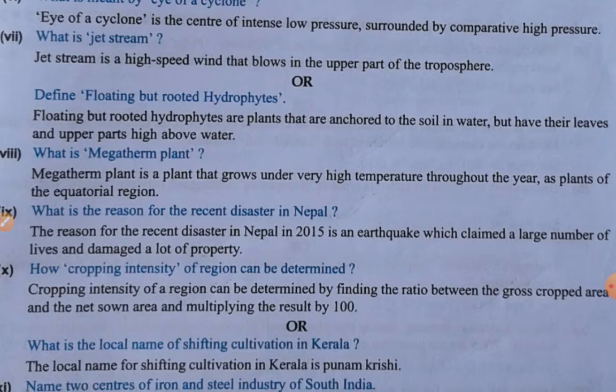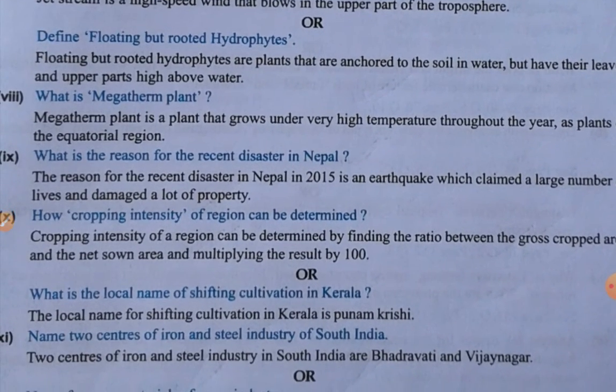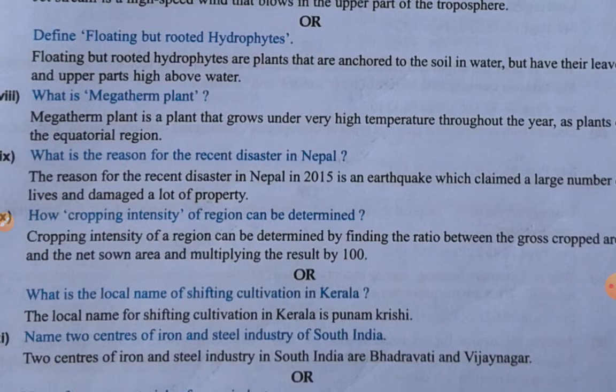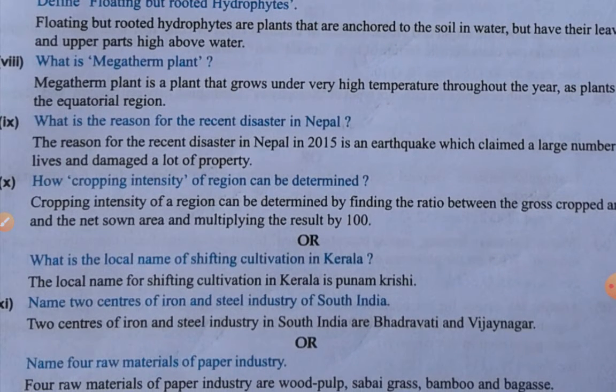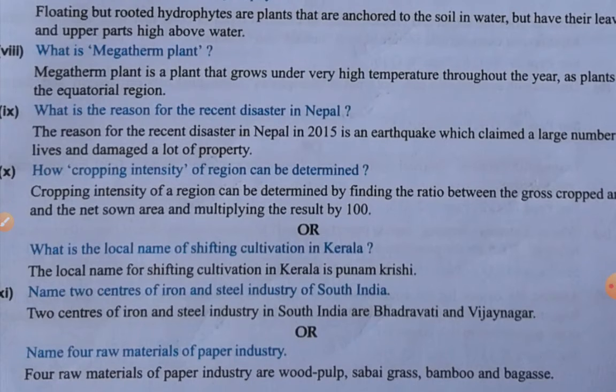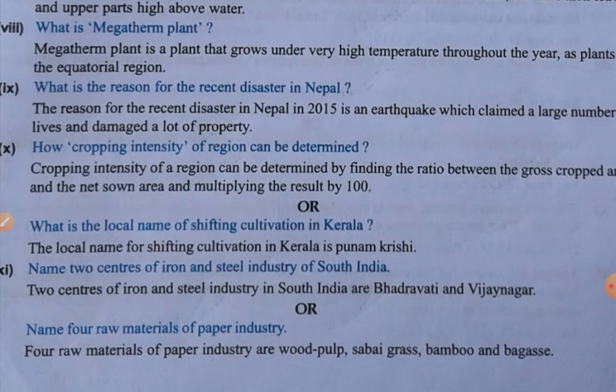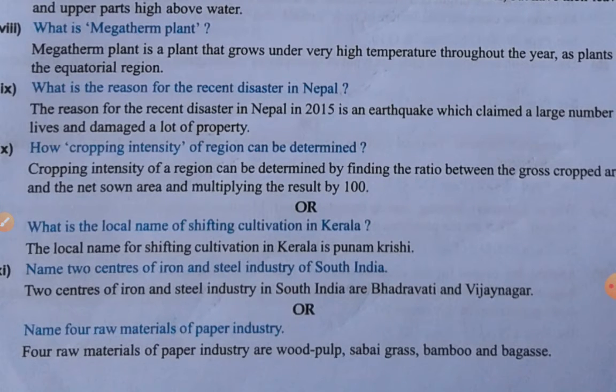Or what is the local name of the shifting cultivation in Kerala? The local name of shifting cultivation in Kerala is Punam Krishi. Name two centers of iron and steel industry of South India. Two centers of iron and steel industry in South India are Bhadravati and Vijayanagar. Or name four raw materials of paper industry. Four raw materials of paper industries are wood pulp, sabai grass, bamboos and the bagasse.